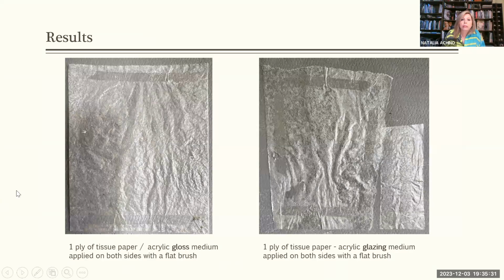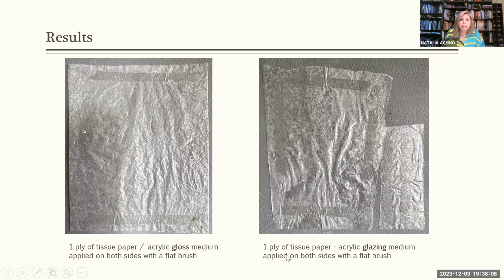Here you can see a comparison. I tried applying the mediums on one side of the paper and on both sides of the paper. What was the comparison of mediums? So here you can see one ply of tissue paper and acrylic gloss medium. It's applied on both sides of the paper with a flat brush. So you apply it on one side, you let it dry, and then you turn it over and apply the medium on the other side. And you let it dry again.